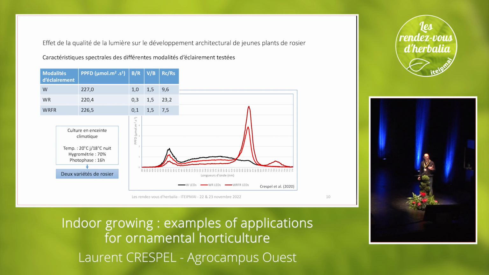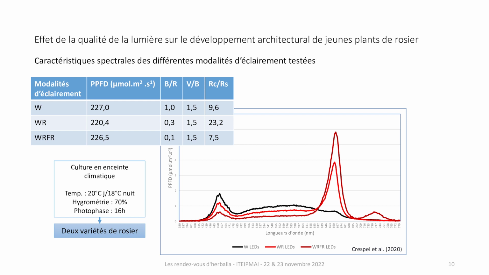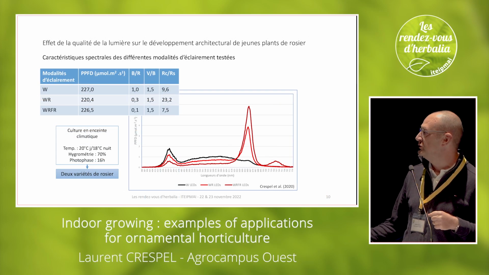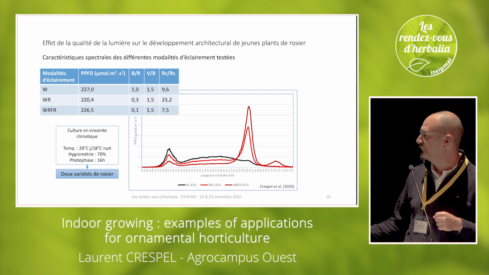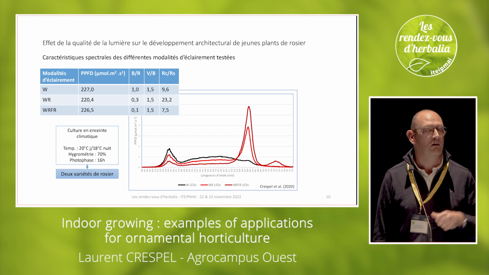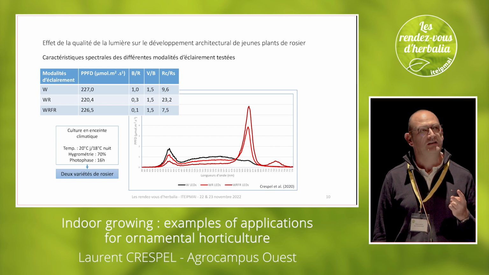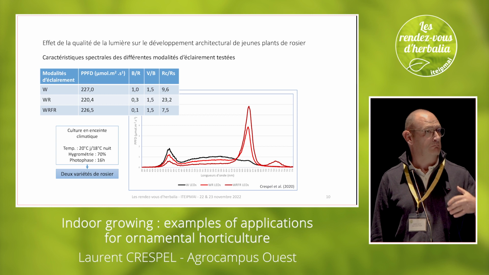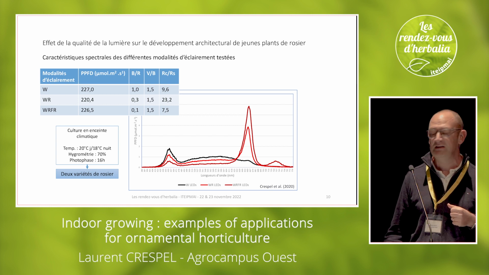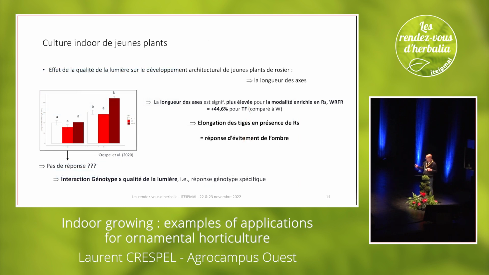So we looked further into all that, working on the aerial system. We want a plant that has strong roots, but also has a lot of branches and compact leafage. So same light modalities, but testing in a climate control indoor system with 20 degrees per day, 18 degrees per night, 70% hygrometry, and we worked on two rose varieties. They were not chosen randomly. One was known to have a high plasticity regarding the environment, and the other one was very stable, whatever the environment. So we could compare.